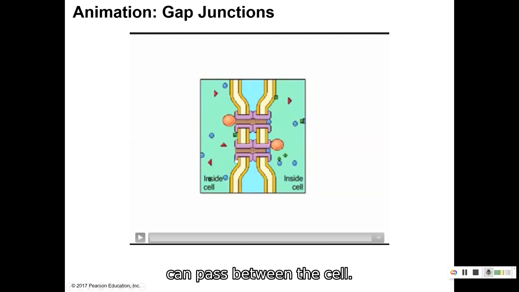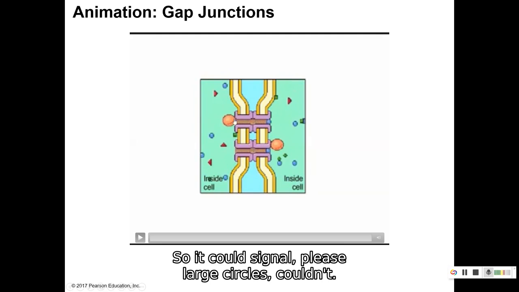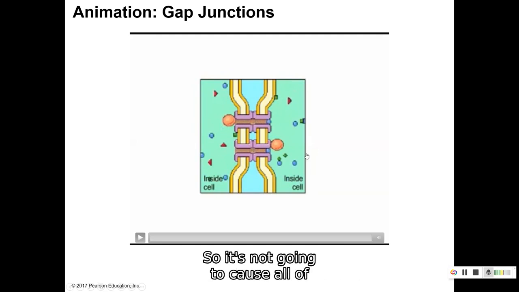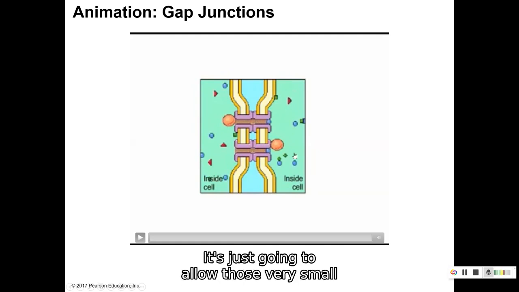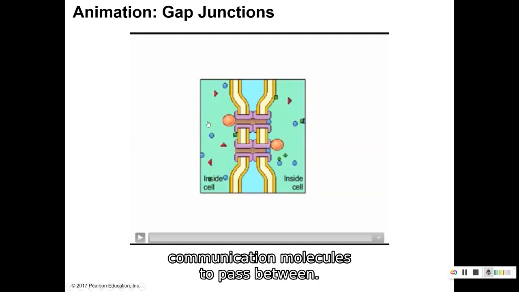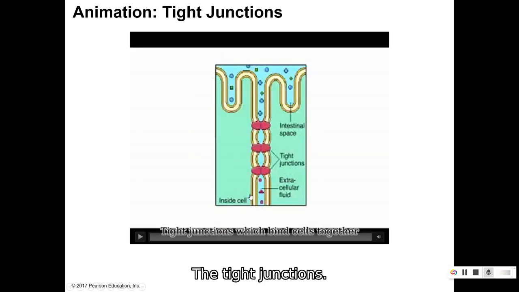Okay, so I want to point out on this video, you could see these small little things could pass between the cells, so it could signal, but these large circles couldn't. So it's not going to cause all of the contents of one cell to leak into another. It's just going to allow those very small communication molecules to pass between.